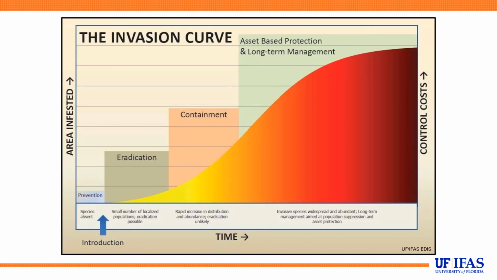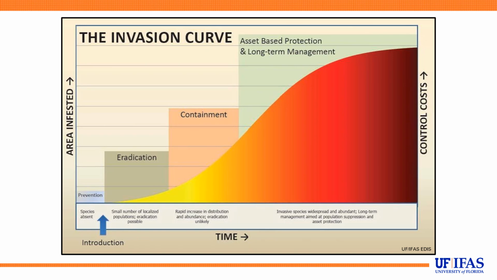This graphic is called the invasion curve. It shows the amount of time, the area infested with the invasive species, the control costs involved at each stage of the invasion, and the management goal that is feasible at each stage. Let's start at the left. This is the prevention stage. No area is infested because an invasive species doesn't exist in this area. The control costs are slim to none, and control costs are the costs it takes to reduce or get rid of the invasive species.